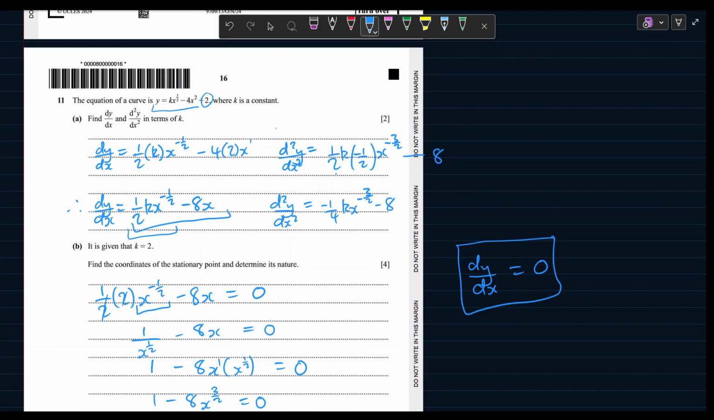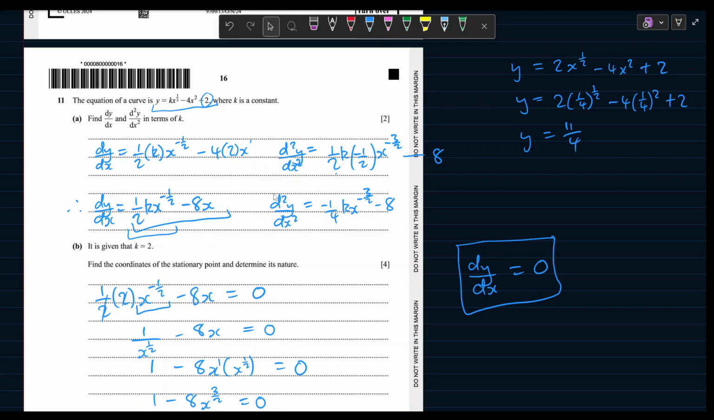To get the y coordinate, we use the equation of the curve. Remember that k is 2, so this is 2x to the half minus 4x squared plus 2. And we just found that x is a quarter, so y is equal to 2 times a quarter to the half minus 4 times a quarter squared plus 2. And so we get that y is equal to, so this is 2 times a quarter, and this is to the power half, minus 4 times a quarter, and this is squared, plus 2, this gives us 11 over 4.